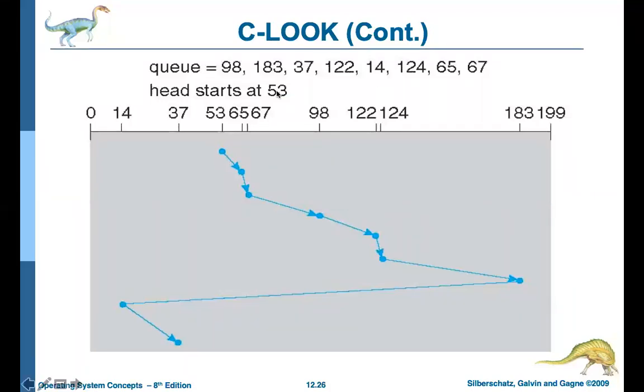Now with respect to C-LOOK, from 53 we start serving all the requests, 53 to 65, 67. Now it is in the forward direction, left to right. According to the example, among the queue values we have 183, that is the largest value. So it will reach 183, serve it and take a U-turn. According to the previous algorithm, it won't serve any of the requests while returning. It will just return back, and what is left is 14 and 37. So it will take a U-turn at 14. After serving 14, it will take a U-turn, and the remaining 37 is served.